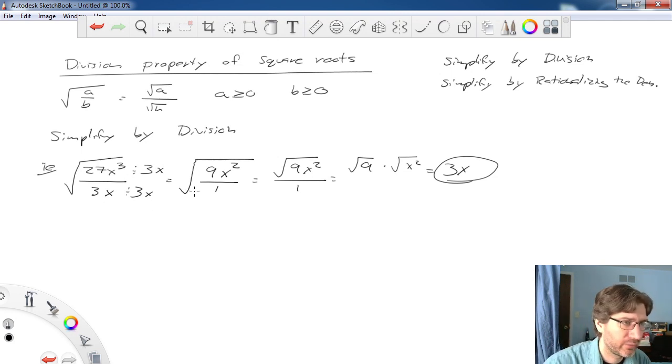Any questions on where anything came from so far? It's pretty straightforward. Reduce the fraction the best you can, and then use this property to reduce it any further, if you can. If you can't, then it's going to come to this step here, which is rationalizing the denominator. You do 31 on the page when you're done.